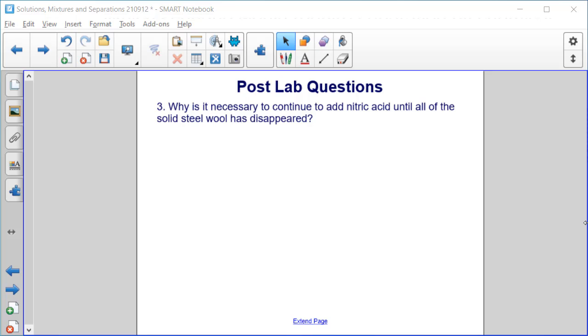Post-lab question 3. Why is it necessary to continue to add nitric acid until all of the solid steel wool has disappeared? Again, look back through the previous slides, talk with your group. We'll discuss on the next slide.